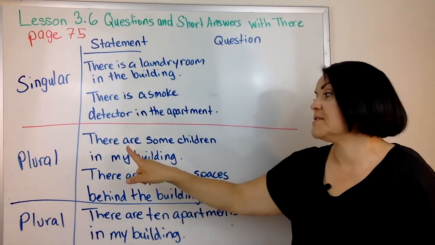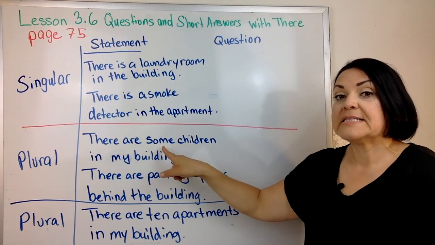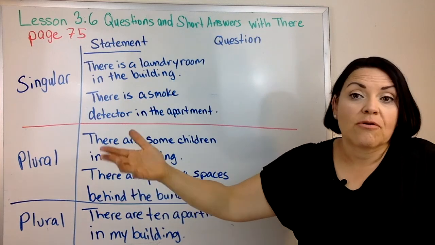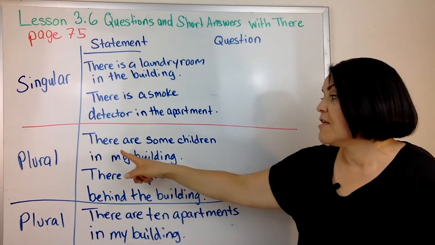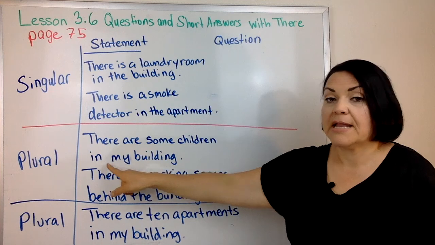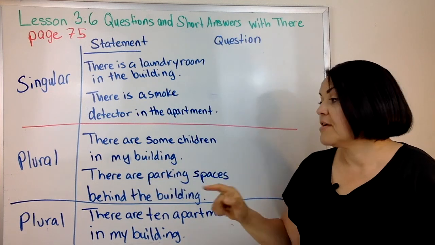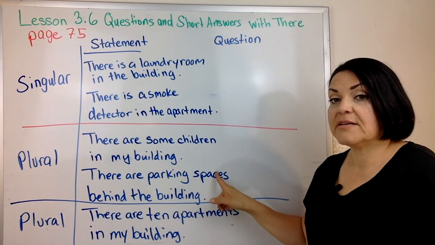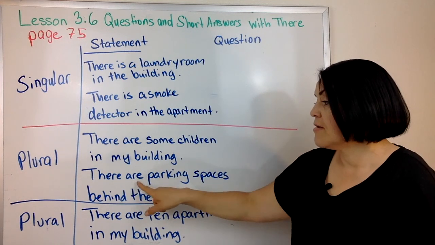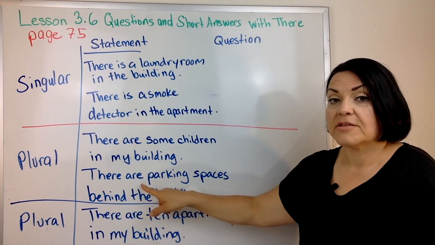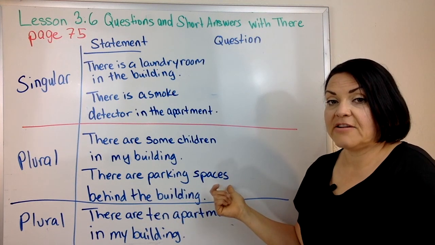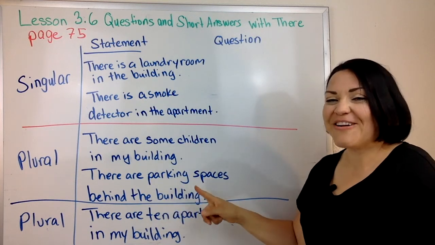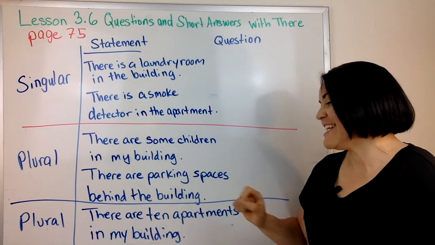Plural uses there are. Some. Some means 2, 3, 4, 5. We don't know how many, right? There are some children in my building. Okay, now plural. There are parking spots. Okay, there are parking. So the S is here. So places, there are parking spots. There are parking spaces behind the building.